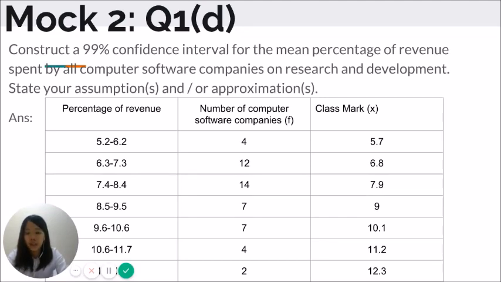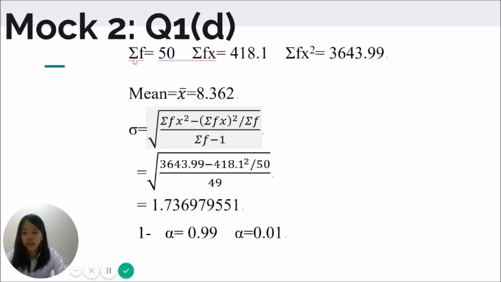Based on the data given by the question, first of all, I've calculated the class mark for each percentage of revenue and notated it as X. I've also notated the number of computer companies as F. After that, I can calculate the summation of F, which equals 50, the summation of Fx equals 418.1, while the summation of Fx squared equals 3643.99. To answer this question, we also have to calculate the mean, which can be calculated using these two pieces of information, and the mean equals 8.362.